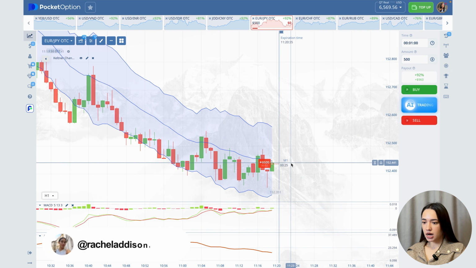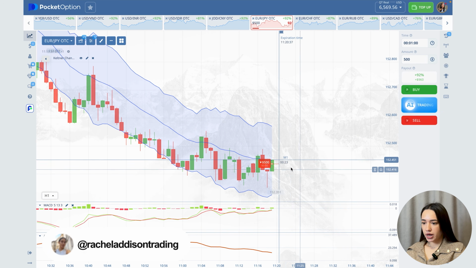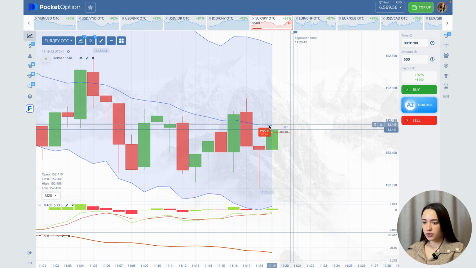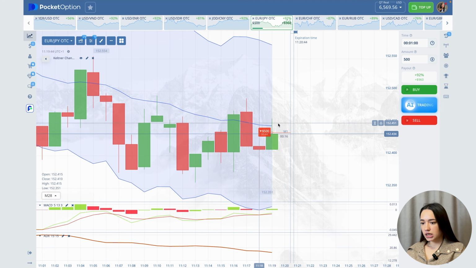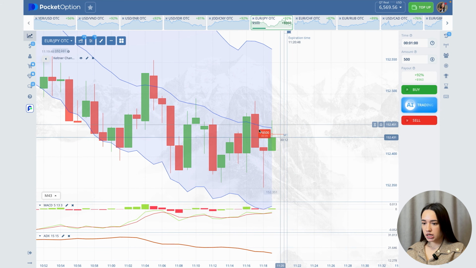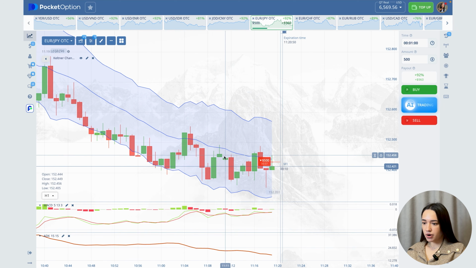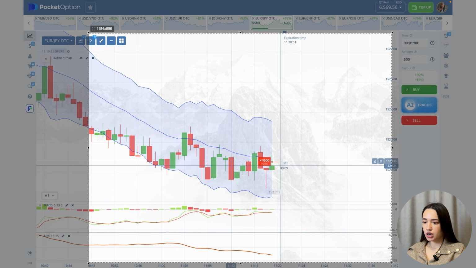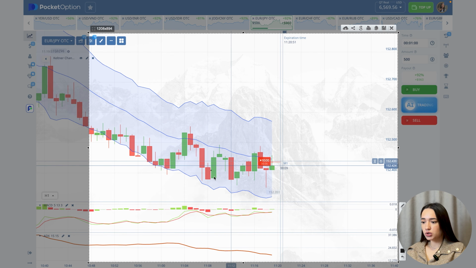And we already identified a pullback, which is touching the middle line of the Keltner channel. Ideally, I could have caught a slightly better entry since the current candle still has a minor bullish impulse, but I believe it won't prevent this trade from closing in profit. For those who struggle to identify pullbacks, well, here it is, right in this area.